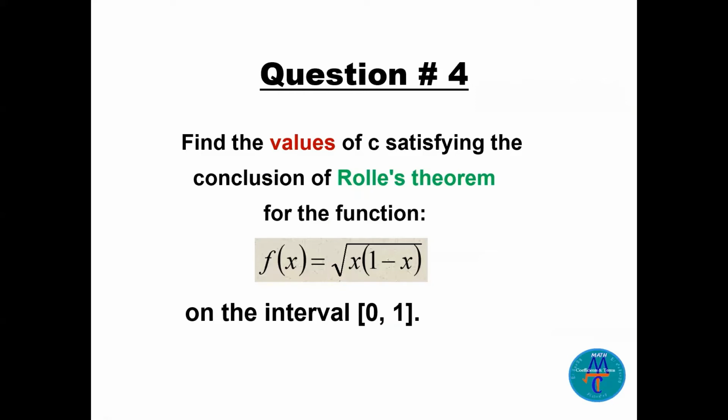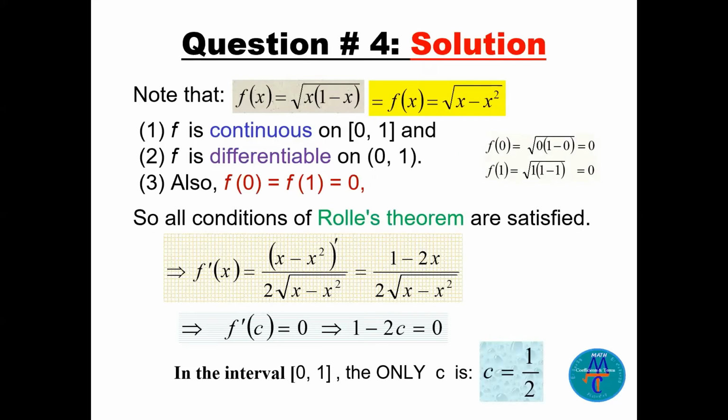Question number 4. Find the values of c, maybe one or more, satisfying the conclusion of Rolle's theorem for the function f of x is equal to square root of x times 1 minus x on the interval 0 to 1. So now this is the given function. We can multiply inside. So we get the function is equal to square root of x minus x squared, so that we can find the derivative easily.